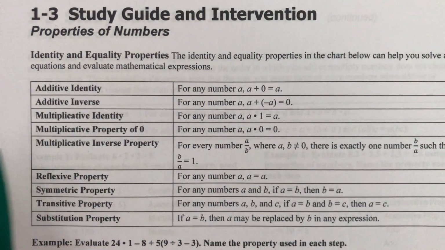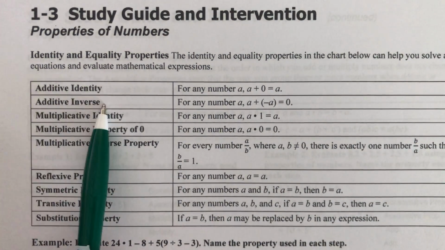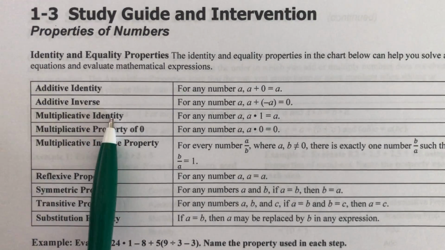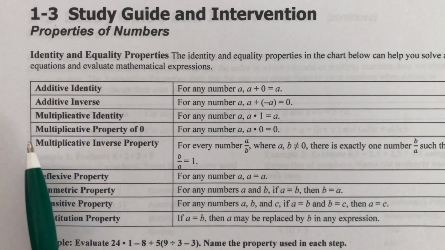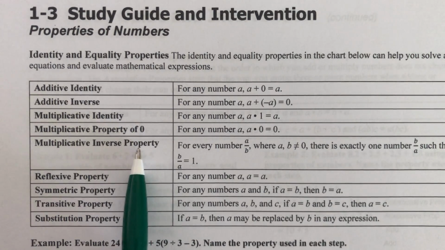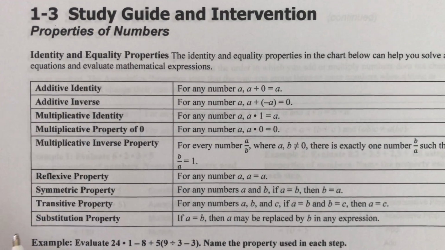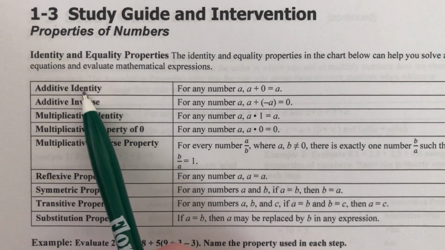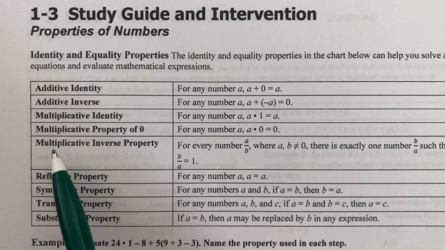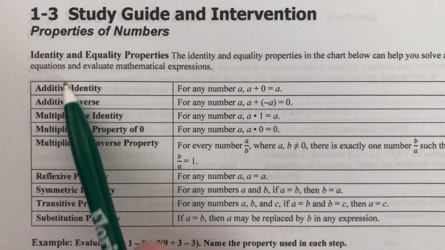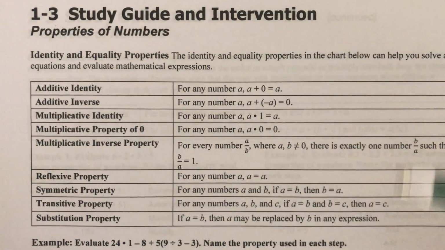First of all, we have the additive identity, the additive inverse, multiplicative identity, multiplicative property of 0, and multiplicative inverse. And sometimes people say multiplication instead of multiplicative, same thing. All right, so for an identity, whether it's additive or multiplicative, it's whenever you do something to a number and the number doesn't change.